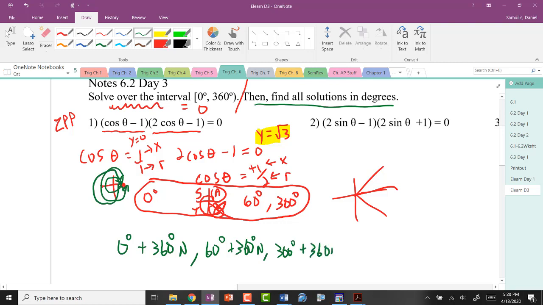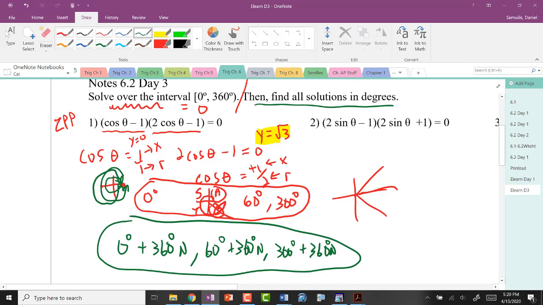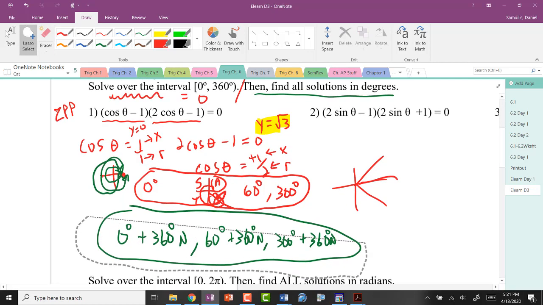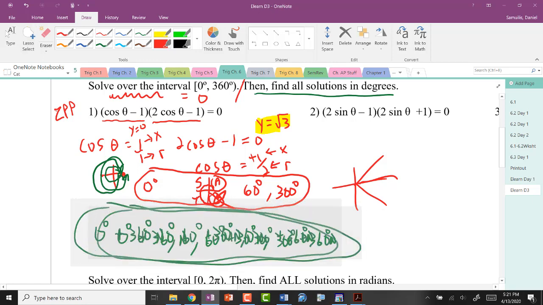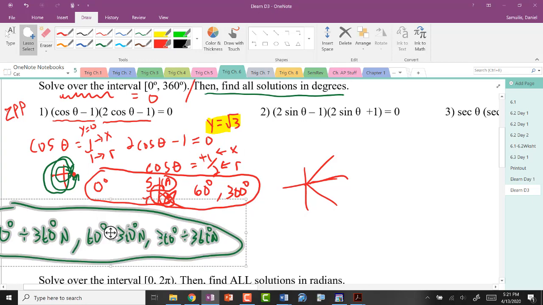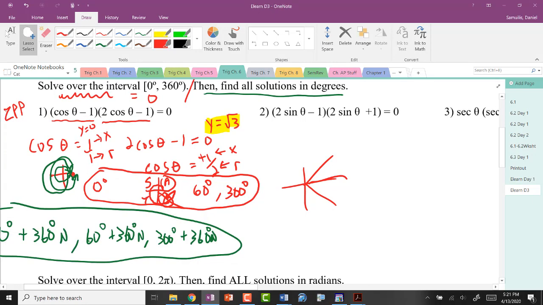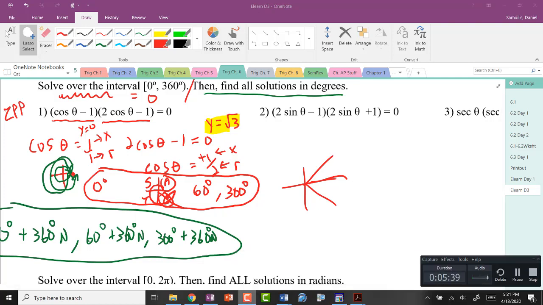So there are all the answers. Just between 0 and 360 is in red, all answers is in green. And I just wanted to cover that, instead of doing two examples, just showing how to show those answers in different ways.